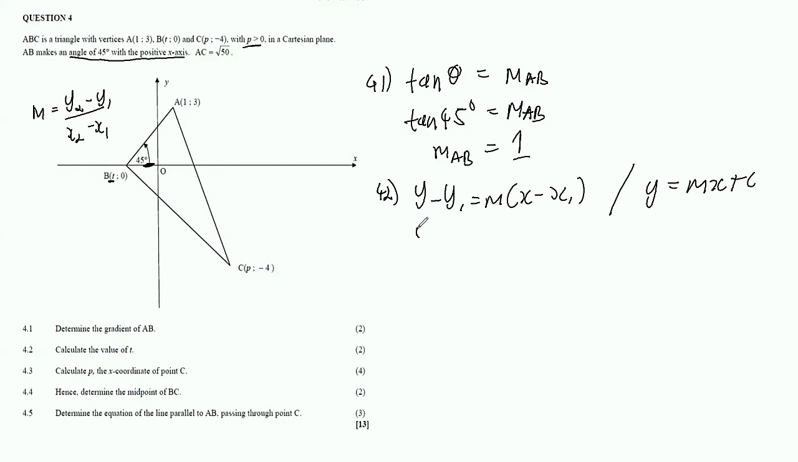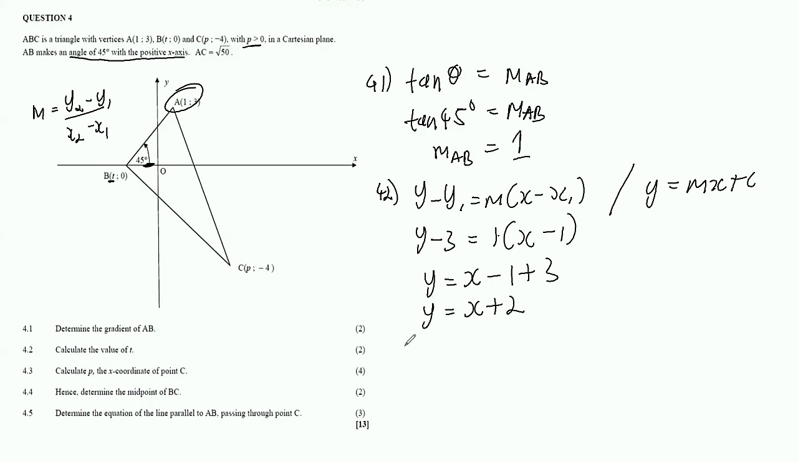Because for A we have the whole coordinates, we can use those coordinates. That's y minus 3, and then our gradient is 1, and then here we have x minus 1. Right, so this will give us 1 times x is x, 1 times -1 is -1. If we transpose this -3, that's plus 3 there. Then y is equal to x plus 2. So this would be the equation of the line.